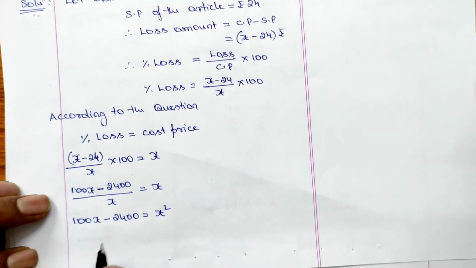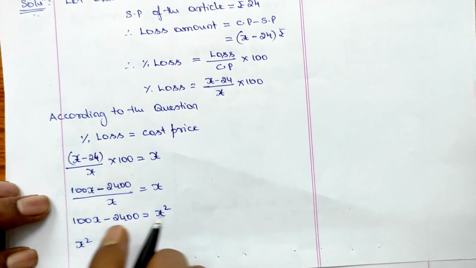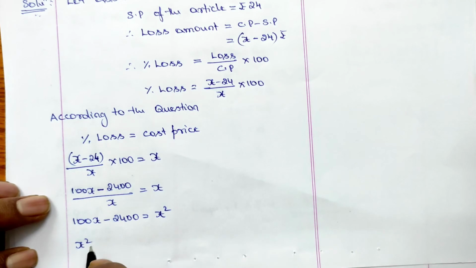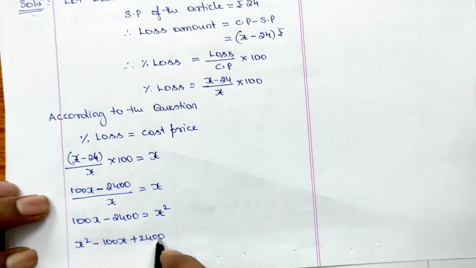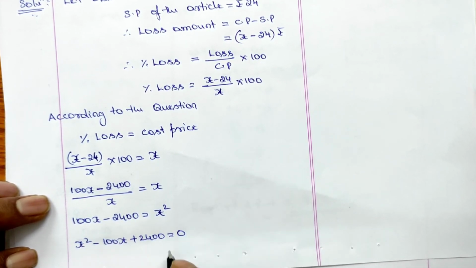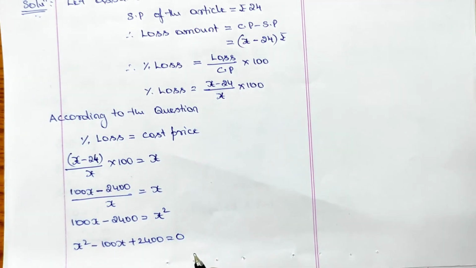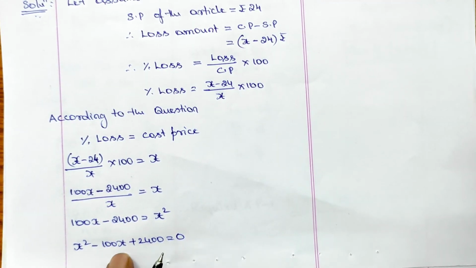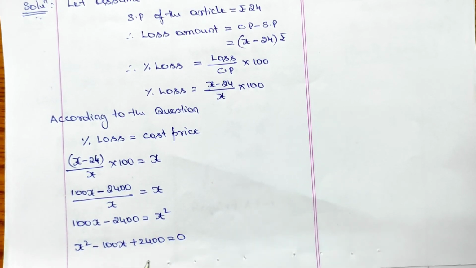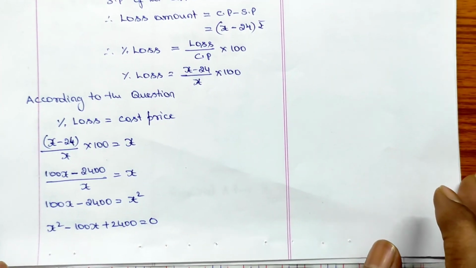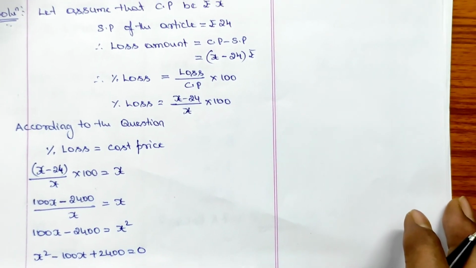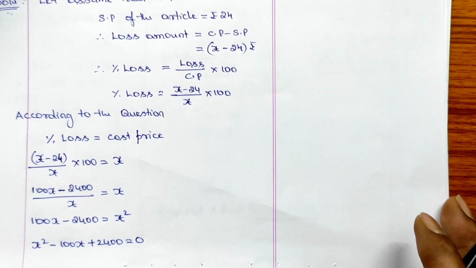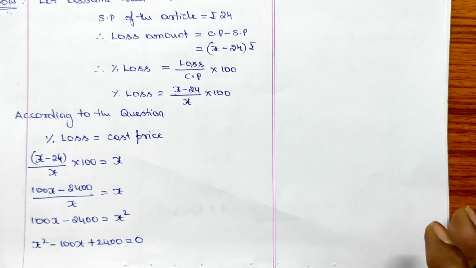So now we got the quadratic equation. x square, minus 100x is taken to that side, then becomes minus 100x, minus 2400 is taken to right hand side, then it becomes plus 2400. Nothing is left out in the left hand side, therefore equal to 0. This is the quadratic equation, ax square plus bx plus c is equal to 0. Now we have to find out the value of x, that is the cost price of the article according to our assumption. So we can solve by using the quadratic formula or by factorization method.